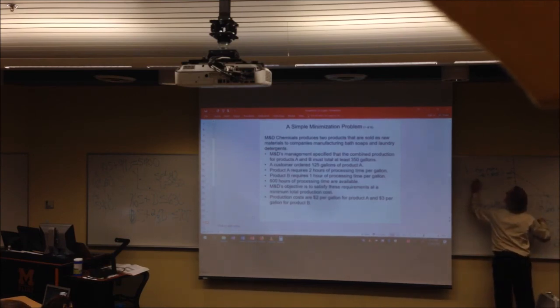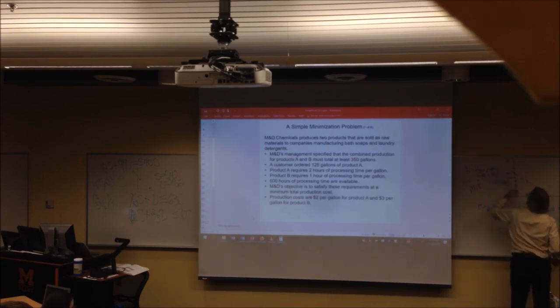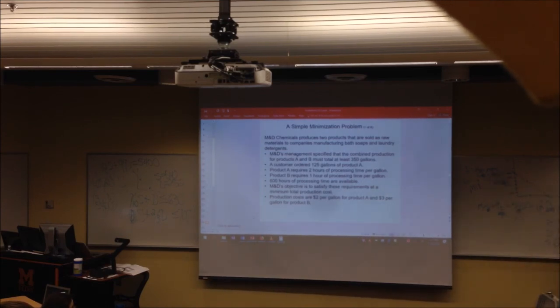B, same thing. How many gallons of product B should be made? Those are the questions to be asked. Now we know the two variables, A and B.